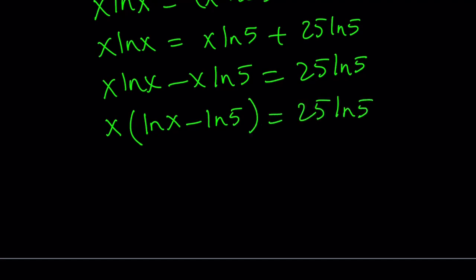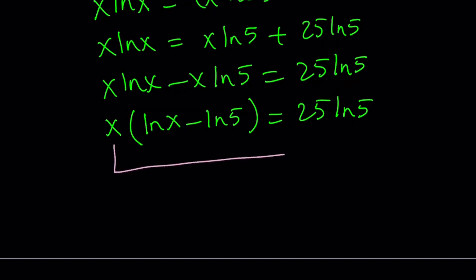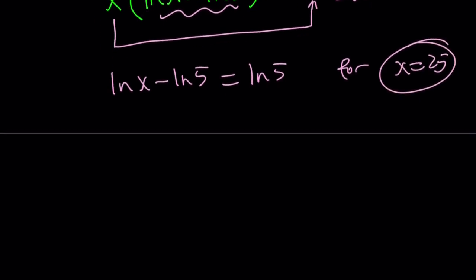So here's the deal. I want these two to be equal. So wouldn't it be nice if x was equal to this and this was equal to this, right? So what am I talking about? I'm talking about x equals 25 and ln x minus ln 5 equals ln 5. So now think about it for a minute. Is it true that ln x minus ln 5 equals ln 5 for x equals 25? That is the question. All right? To be or not to be, that is the question.